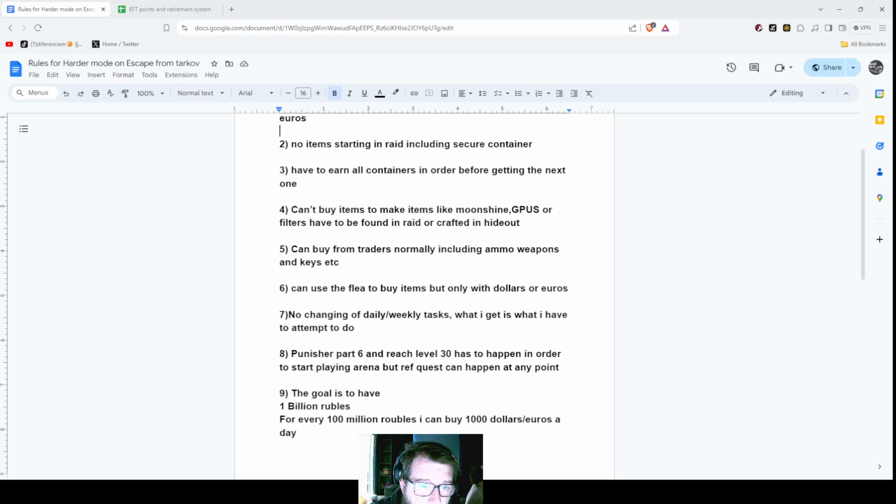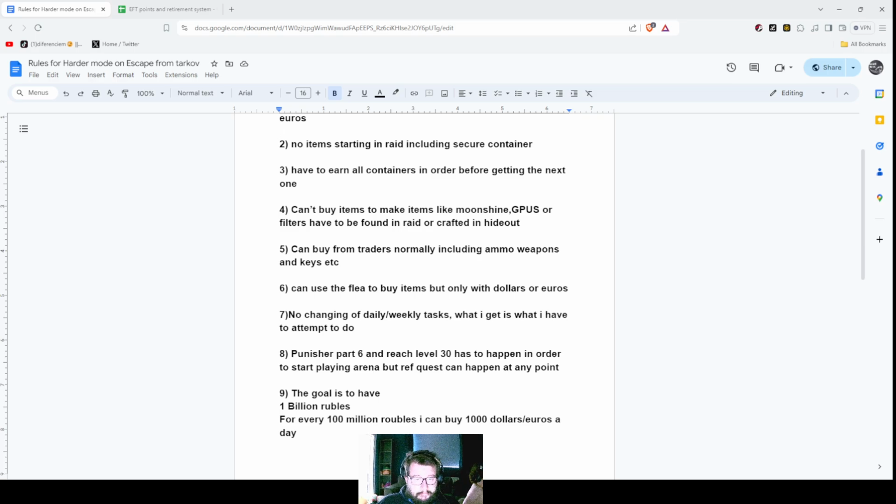Now, rule number four is, I cannot buy any items that are used to make items. These specifically include the items needed to make moonshine, so I can't buy sugar and/or purified water. I cannot buy GPUs, and I cannot buy filters. However, I can create them in the hideout. You can make GPUs using the Intelligence Center level 3, and I can make water filters from the laboratory in level 2. So I can do it that way, but I cannot buy those parts specifically.